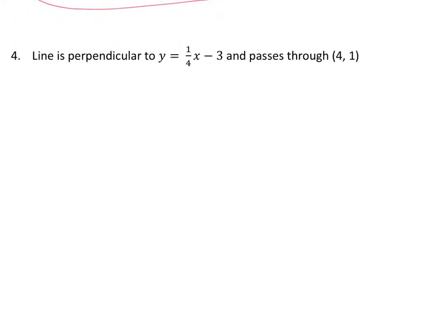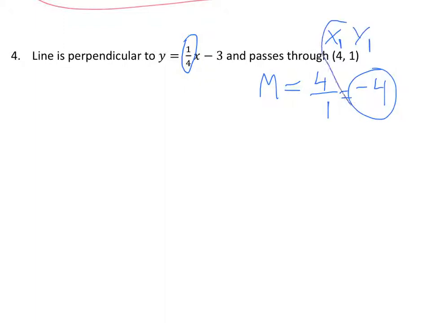For number 4, it says that the line's perpendicular to the line y equals 1/4 x minus 3. So I notice that the slope is 1/4. To find the slope of a line that's perpendicular to that, I flip the 1/4, which gives me 4/1, and I take the opposite of it, so the slope's negative 4. So that's the first step. There's the slope. This 4 is going to be x sub 1, this y is going to be y sub 1, and then you have everything you need.